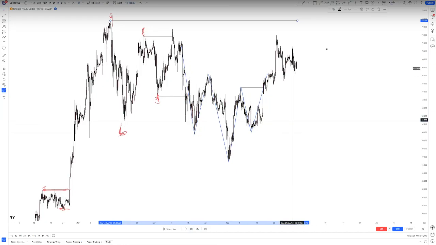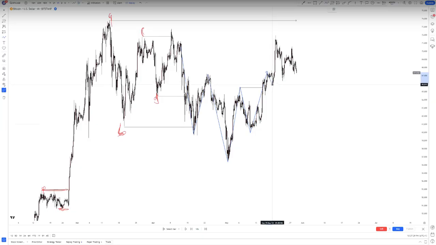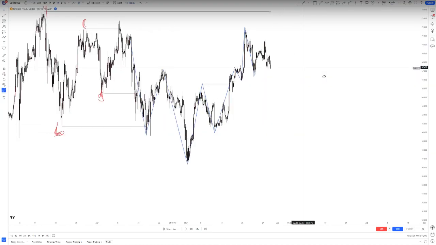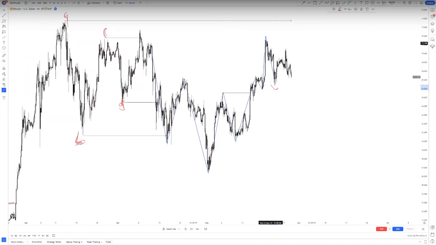So let's continue marking out our structure. We had a little pullback from here. We had a push. We had a pullback. But I want you to look at what is happening. This pullback, we didn't break above this. From here now, we are buying.